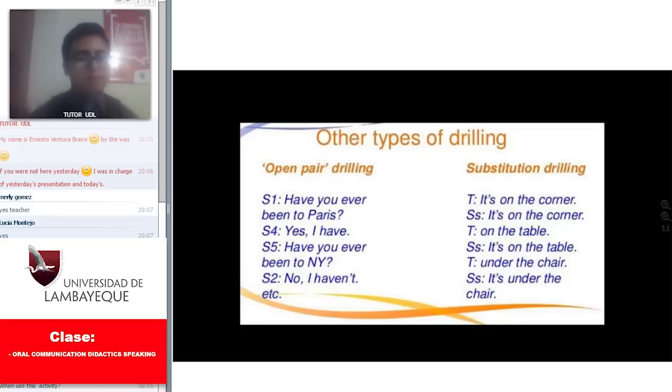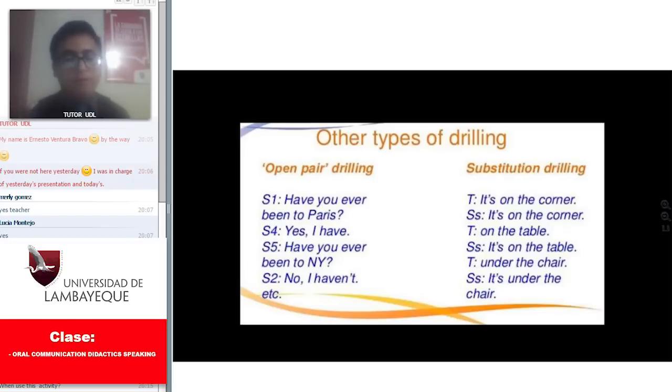So in this case, one student is asking a question, but remember that they have the same model, and they are changing just the place, as you can see, to Paris and to New York. And the answers are going to be different. One student is going to say, yes, I have, or the other one will say, no, I haven't, right? That is an open pair drilling, okay, because it's open: they will choose a place and the answer is different. It's not just one answer. You can say yes or maybe you can say no, right?